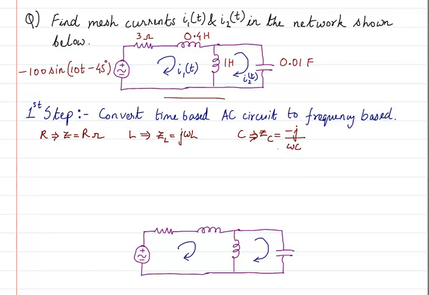Now from this particular question we can see that the source is given as sin 10t. So omega is going to be equal to 10. Where did we take that from? We took it from here, sin 10t.